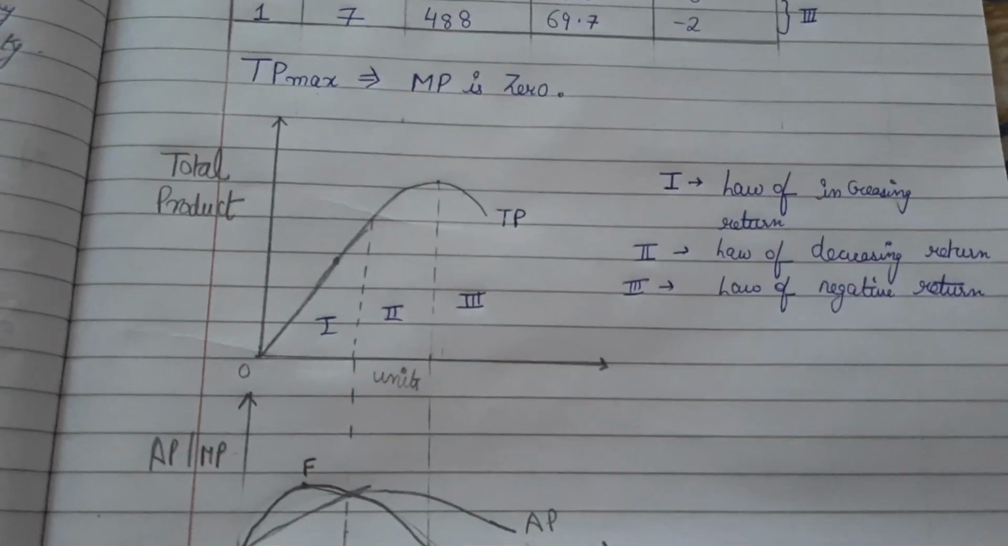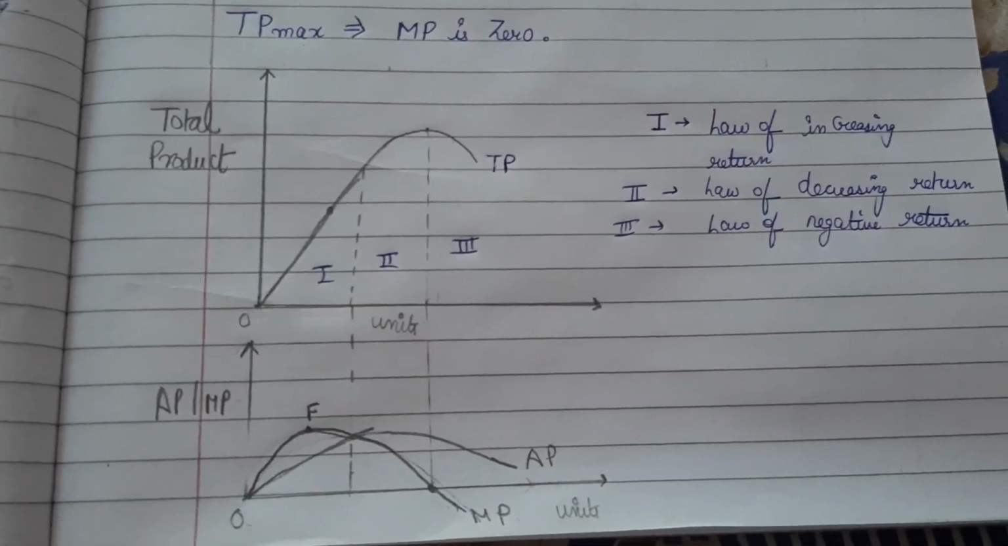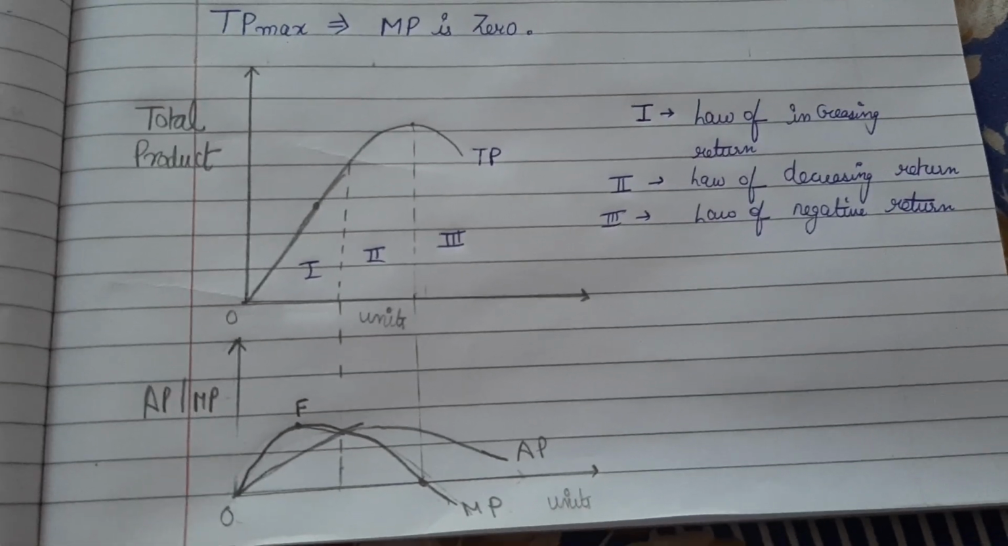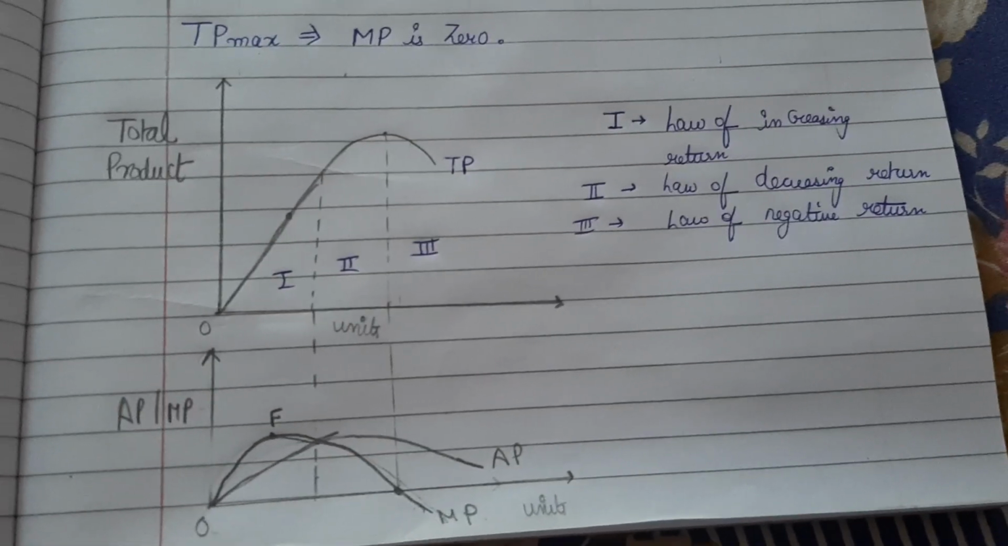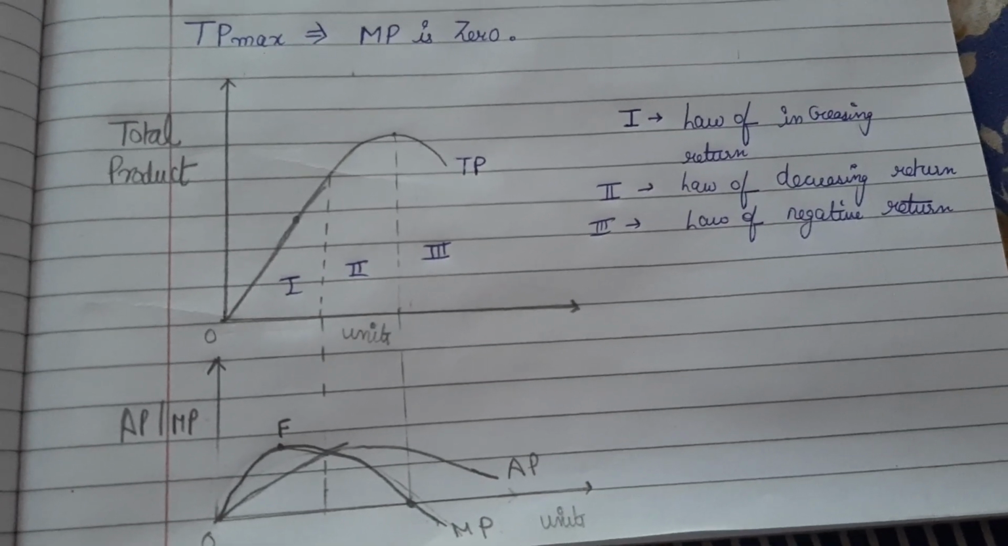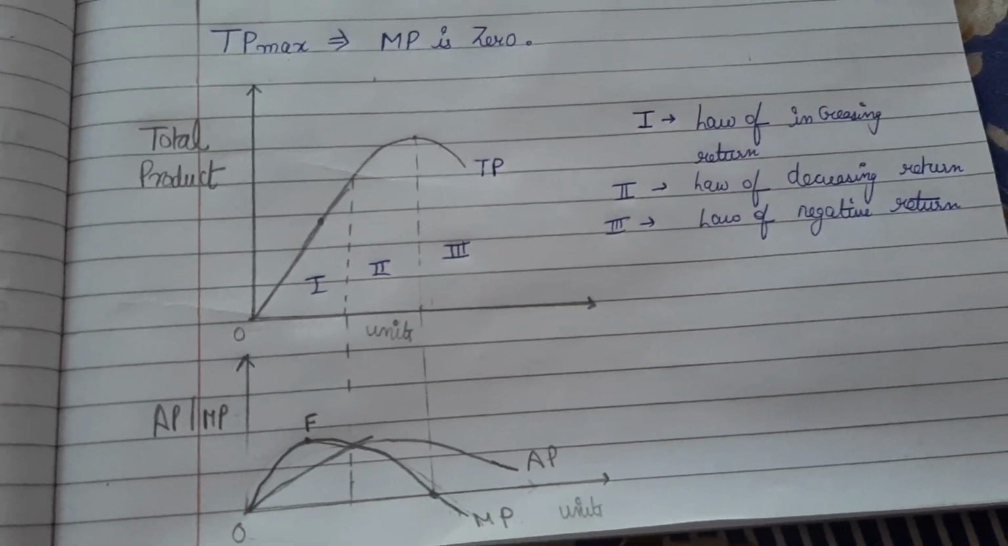And this is the graph regarding the average and the marginal product depicted in the same plot. The marginal product, as you can see, becomes negative. The point F is a point of inflection, about which the nature of the curve changes.